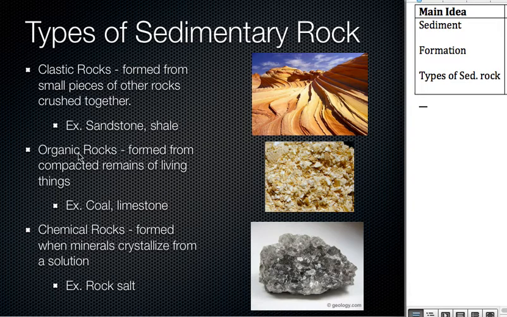Our next type is an organic rock formed from the compacted remains of other living things. So stuff like coal and limestone, right? This limestone picture you can see clearly here has little pieces of shell in it, so this is an organic rock. And then we have chemical rocks, and this is basically a type of mineral. It's formed when minerals crystallize from a solution. So veins would be considered a chemical sedimentary rock, even though it's a little weird to think of them in that way. Rock salt, we would call a chemical sedimentary rock. So sedimentary rock types, in conclusion, are classified based on what the rock is made of.